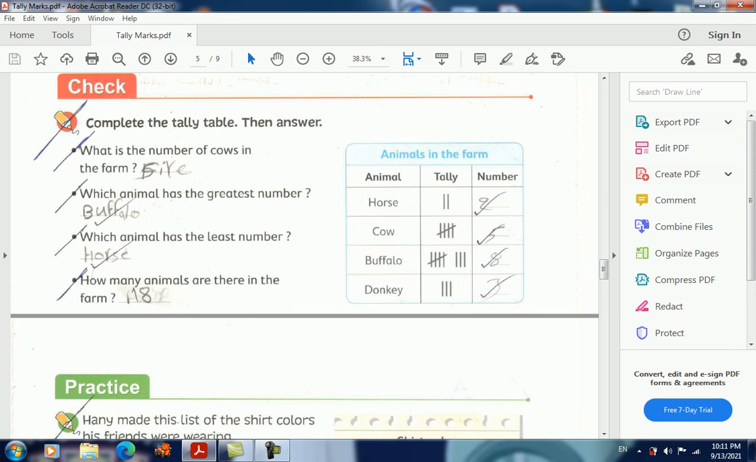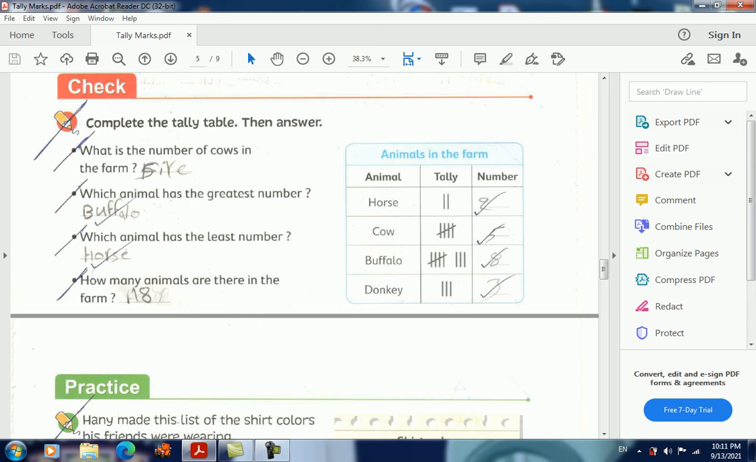Now they are asking us to do something for this exercise. Complete the tally table, then answer. Before we answer, we have to complete the table. So what's this table about? Animals in the farm, and which animals are we talking about? Horse, cow, buffalo, and donkey. And they already drew us the tally. So how many sticks for the tally? For the horse, we got 2, so the total is 2. And for the cow, there is a stack of 5, so this means 5. And the buffalo, there is a stack of 5 and an extra 3, so 5 plus 3 is 8. And for the donkey, there are just 3.